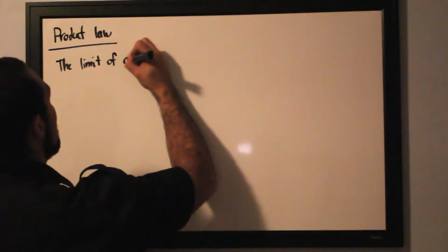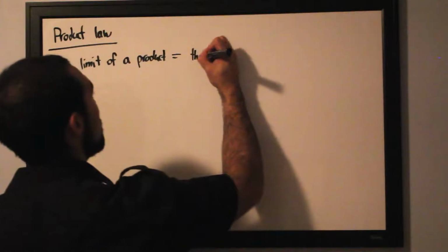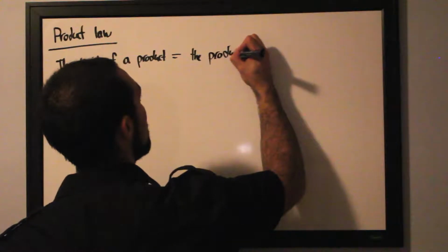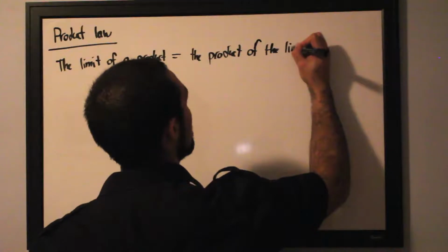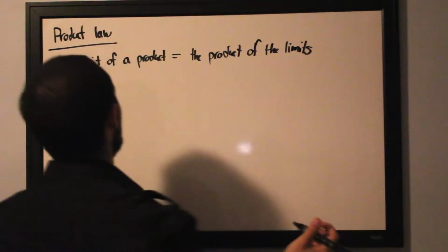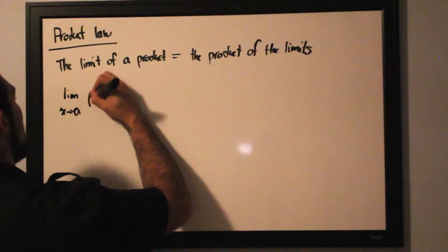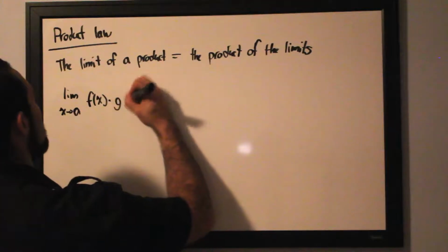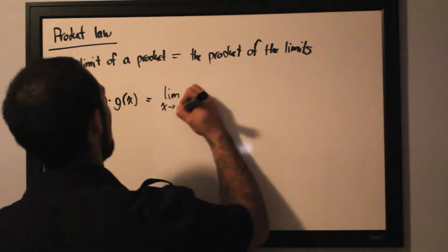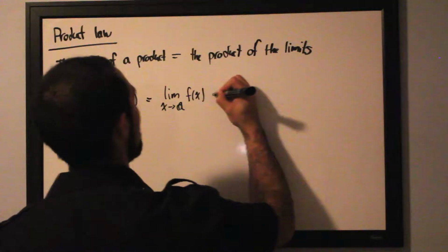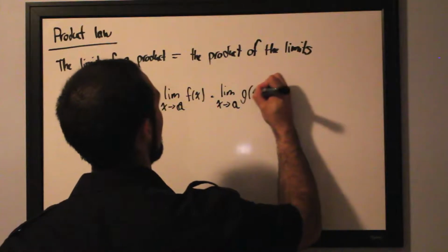The product law says that the limit of a product is equal to the product of the limits. This can be written out as the limit as x approaches a for f of x times g of x is simply equal to the limit as x approaches a for f of x multiplied by the limit as x approaches a for g of x.